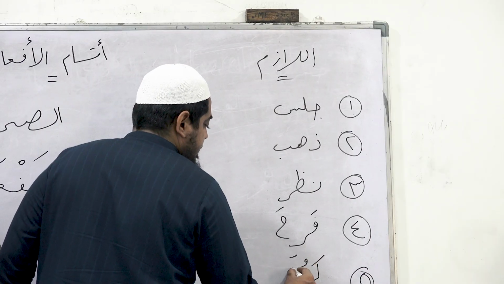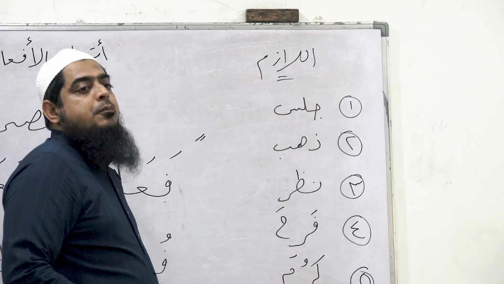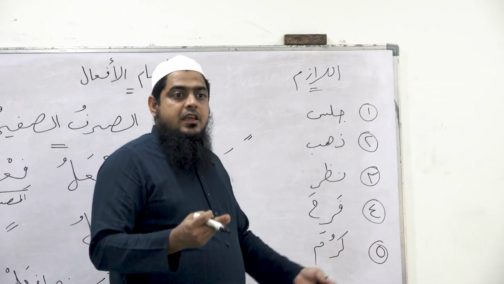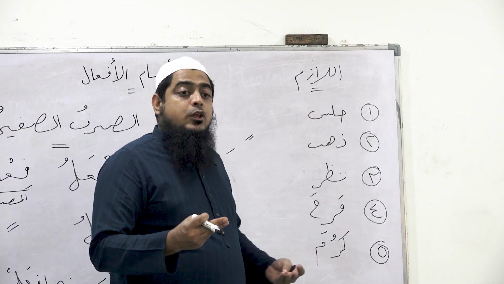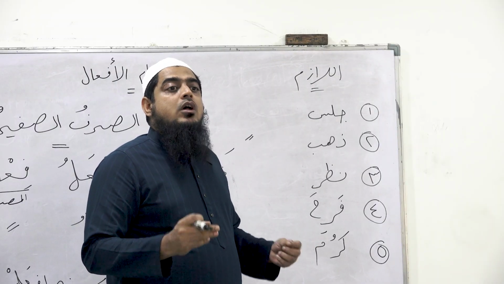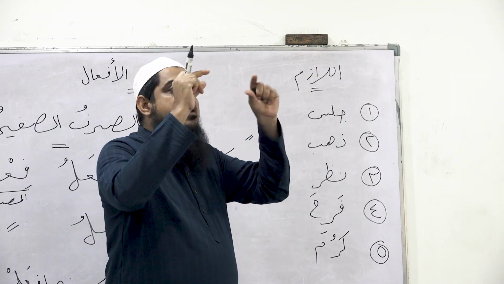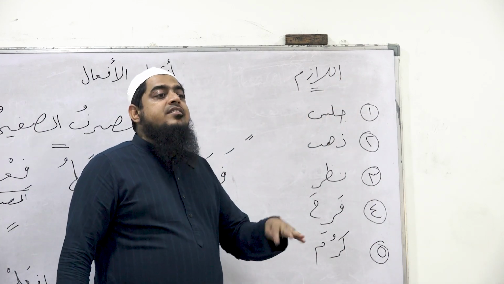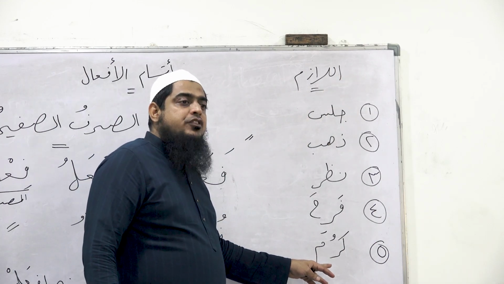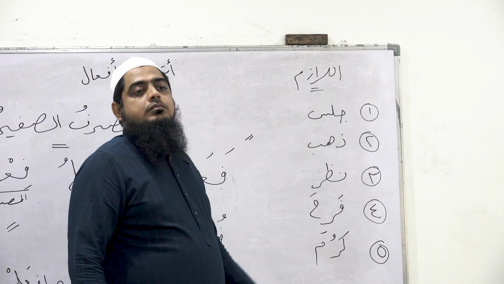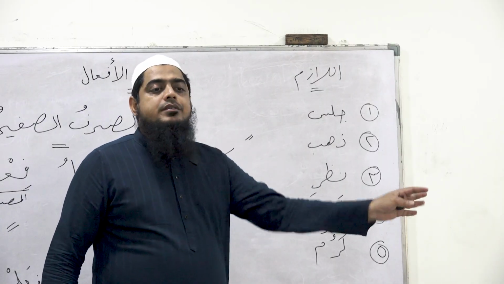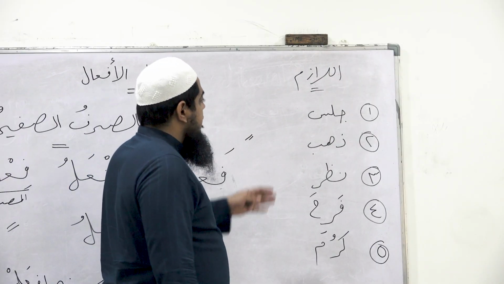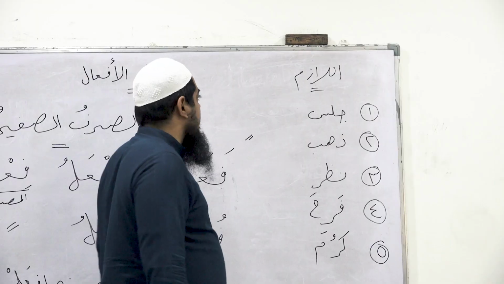See, another interesting thing. You have 6 babs, no? And then you have فعل يفعل. This bab is completely fi'lul lazim. You can't see any fi'l of this bab having maf'ulun bihi. The whole bab is al-babul lazim. Al-babu al-lazim, like karuma. Jalasa, dhahaba, nadhara, fariha, karuma.